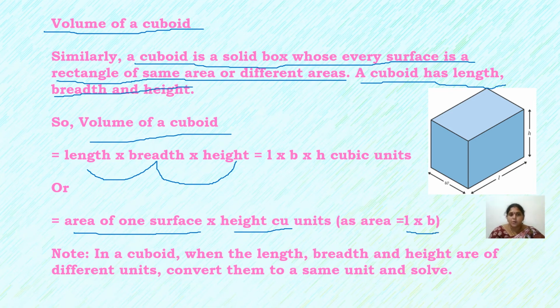Note, in a cuboid, when the length and breadth and height are of different units, convert them to a same unit and solve. Different units means centimeters, meters. If those are different, that unit we have to convert into same unit, then only we have to multiply to find the volume of a cuboid. So a cuboid will not have same shapes. It will be rectangular in shape. That's why we will call it as cuboid. Cube means all the sides are equal. In cuboid, all the sides are not equal. It will be a rectangular shape.